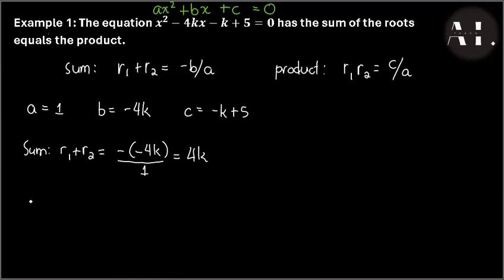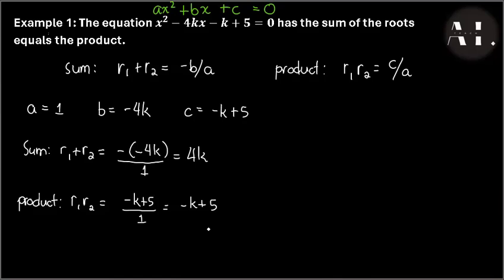Next, let us calculate the product of the roots. It is given by the formula c over a, where c is negative k plus 5, and the value of a is 1. The product is simplified as negative k plus 5.